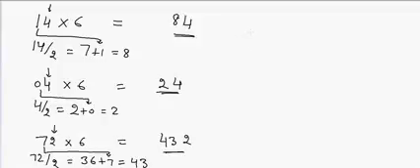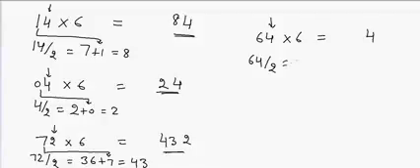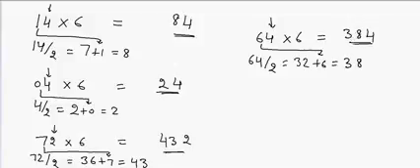Again, another example, if I have 64, I want to multiply by 6. In that case I'll take the last digit, which is 4, and then 64 divided by 2 is equal to 32, and then I'll add 6 into it. That will give me 38. The answer is 384. So how did I get this trick?